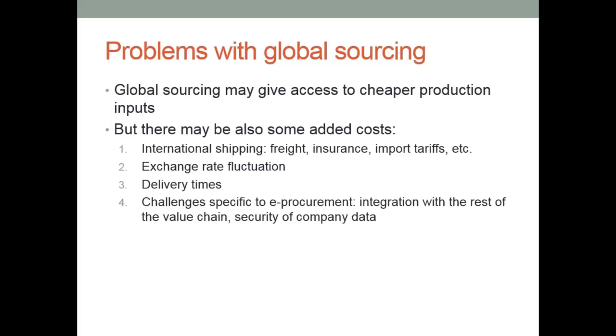Some international companies then may figure out that the added costs of global sourcing do not outweigh the cost savings in the purchase of inputs. For instance, Zara doesn't source globally because it values more the gain in delivery times and greater control of the supply chain that it has by having local suppliers located closer to its production facilities.